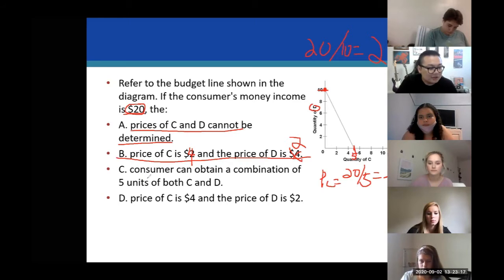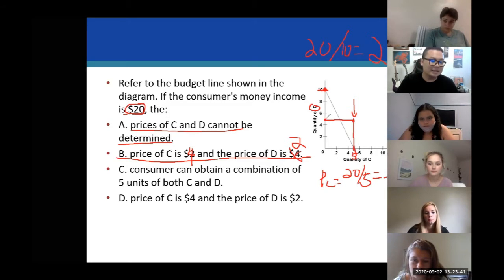And C, the consumer can obtain the combination of 5 units of both C and D. So if we have 5 units of D here, and 5 units of C here, you will see this dot right here is already on the right side of the budget line, which tells you this is unattainable, right? If we buy 5 units of product D, that costs you $10. If we buy 5 units of product C, that costs you $20. So the total money will be equal to $30, which means you don't have enough money.